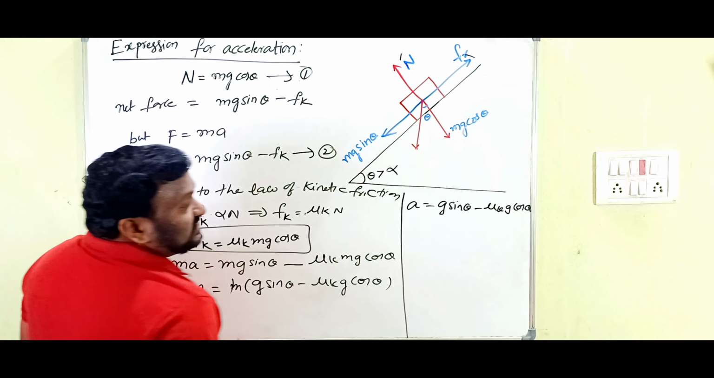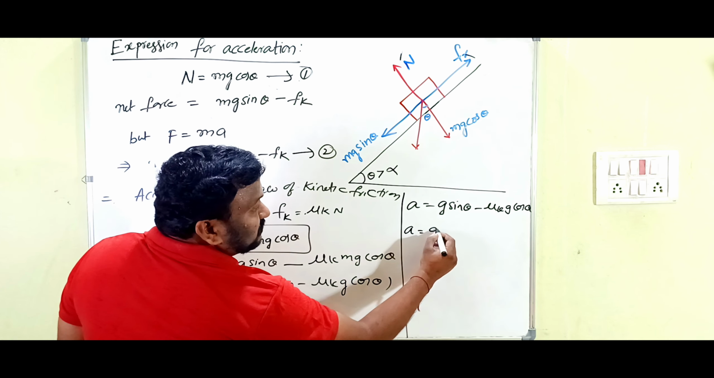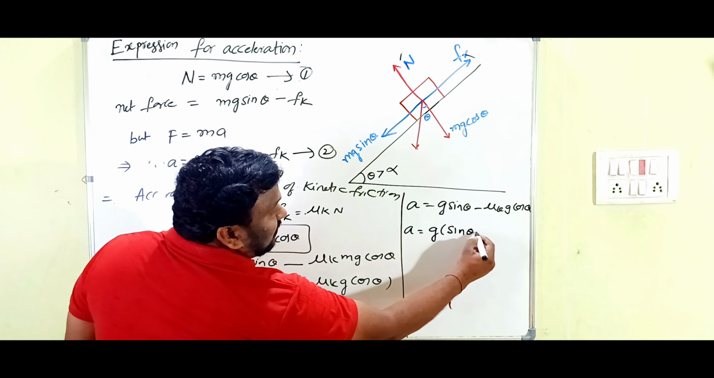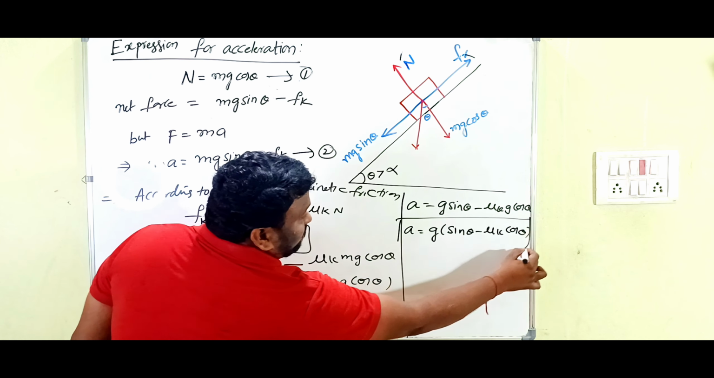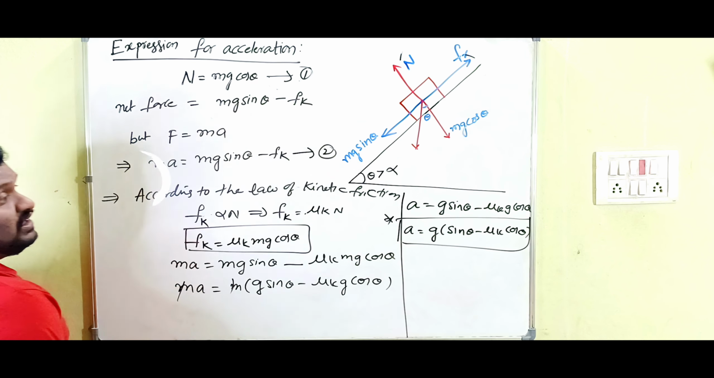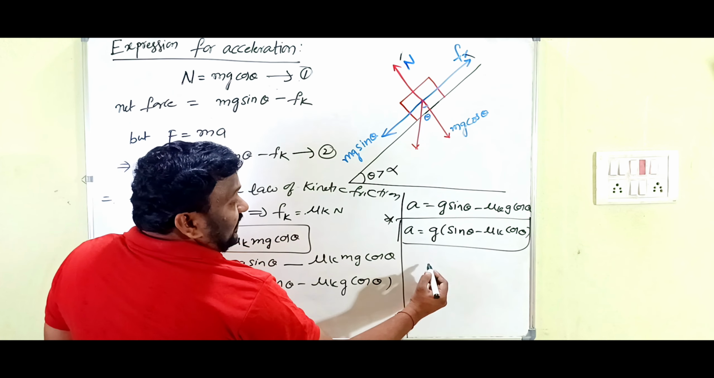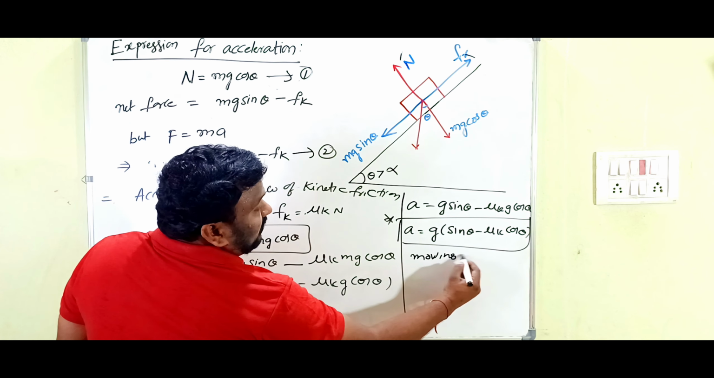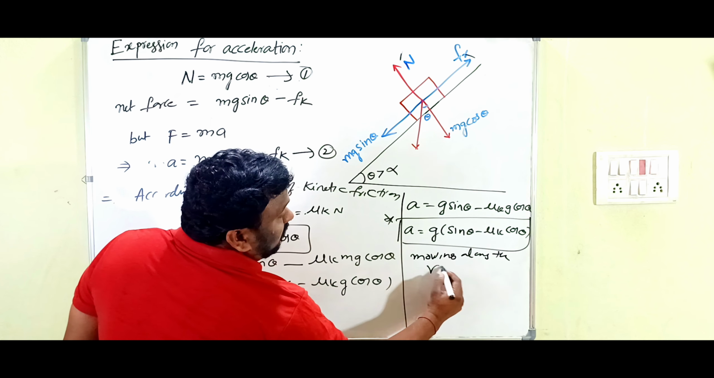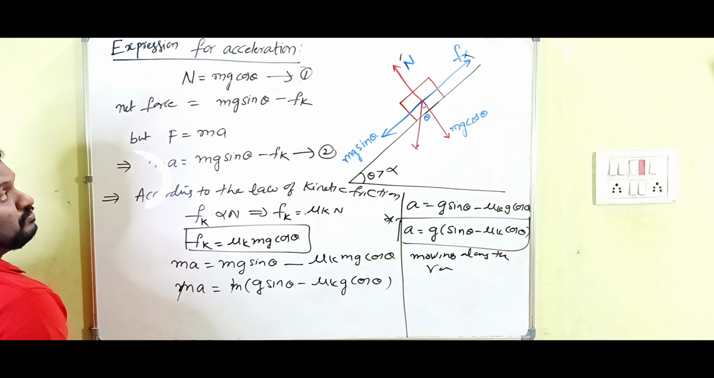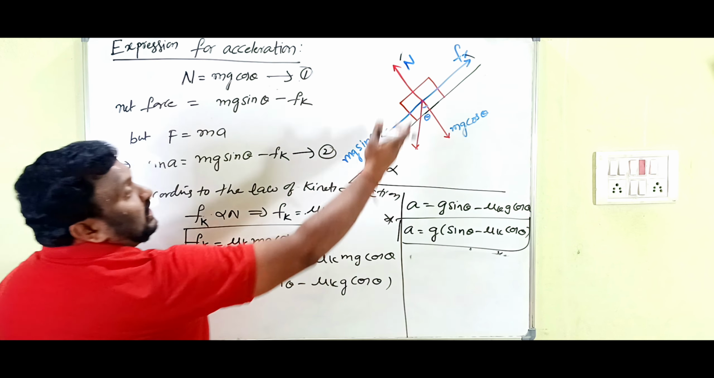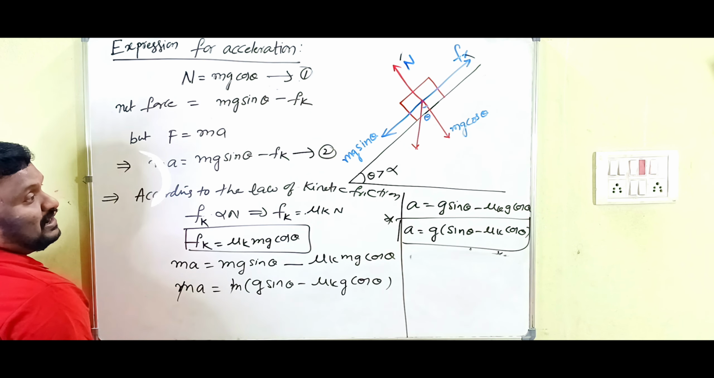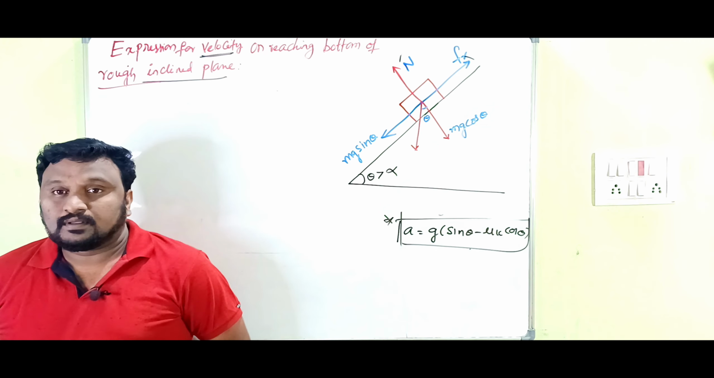Again, what is common? g is common, then write a is equal to g of sin theta minus mu k cos theta. This is the expression for acceleration when it is moving down along the rough inclined plane. So children, this is the expression for acceleration of the body while it comes down along the rough inclined plane. Clear, children?